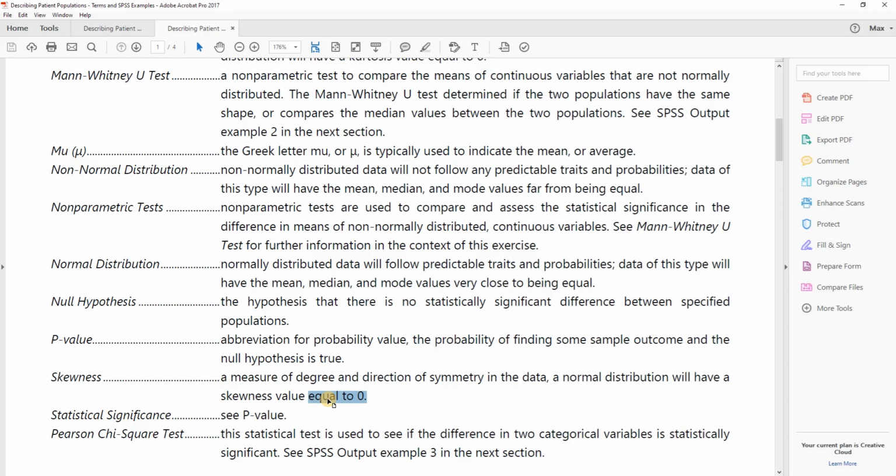If you were to use SAS or Stata or GraphPad or one of the other statistical tools, skewness and kurtosis can be calculated differently. There are some statistical software packages where the skewness and kurtosis of normal data would be 1, but I've seen it most commonly that it's equal to 0.